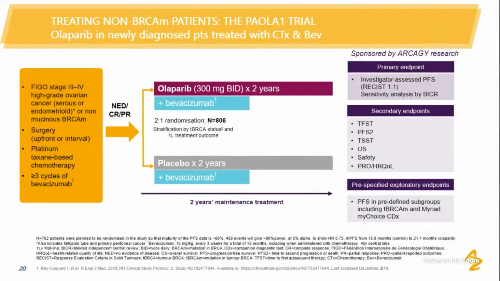Now this trial of PAOLA-1, in which HRD patients and BRCA negative patients were also included. Again, the randomization was 2:1, olaparib for 2 years along with bevacizumab versus placebo with bevacizumab.